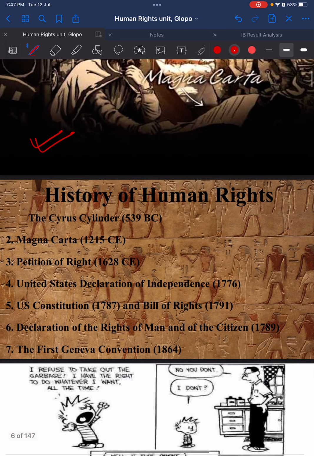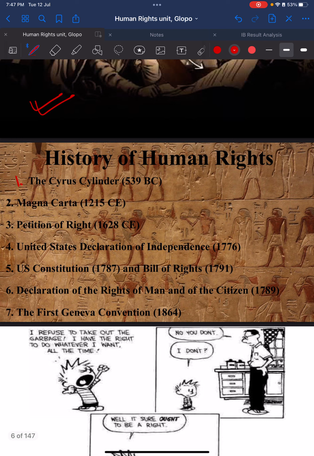Let's go further. Now here I have written down 7 main historical events of human rights, right? It starts from the Cyrus Cylinder, Magna Carta, Petition of Right, United States Declaration of Independence, US Constitution, Declaration of the Rights of Man and of the Citizen, and the first Geneva Convention. Now remember, you don't have to mug up all these events. This is just to build the historical background of this unit, how human rights evolved, right? So you don't have to mug up any dates. It's okay even if you forget any historical event.